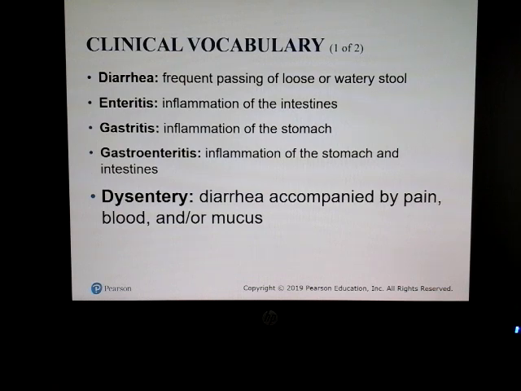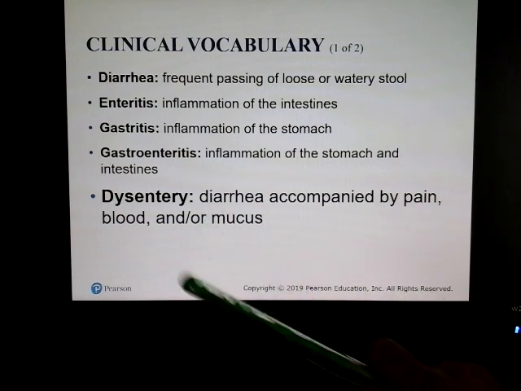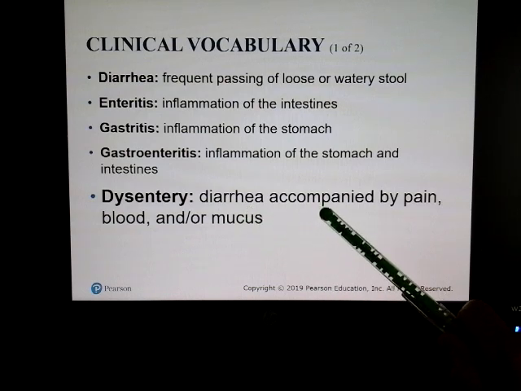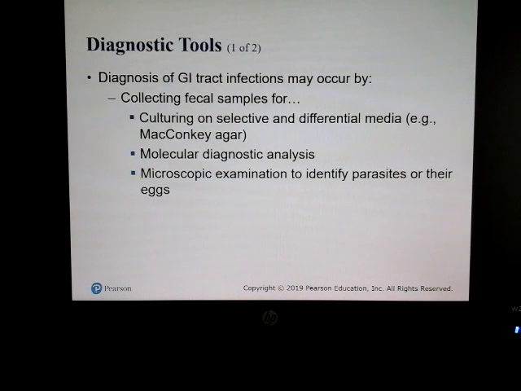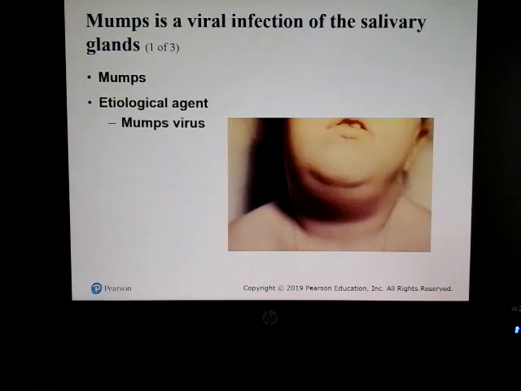Now, the main term from this slide I'd like you guys to know is dysentery, and that's diarrhea accompanied by pain, blood, and/or mucus. So diagnosis of GI tract infections can occur in a bunch of different ways. First of all, you have to get your fecal samples, culture them by selective and differential media, molecular analysis. There's a lot of PCR methods now that are actually out there. And for things like parasites, worms, etc., microscopic examination is done as well.